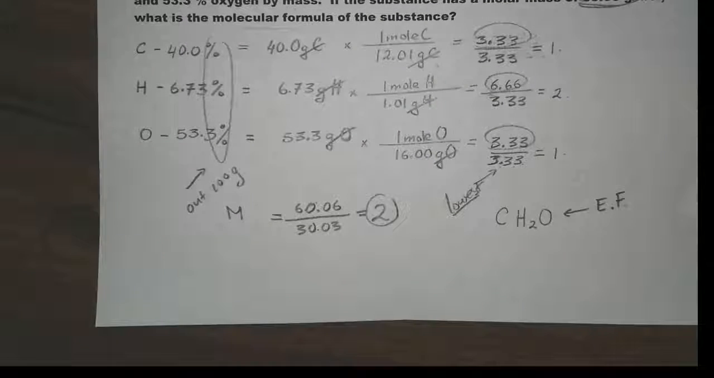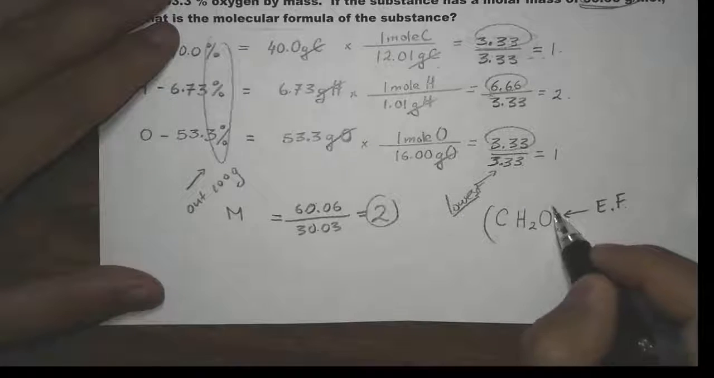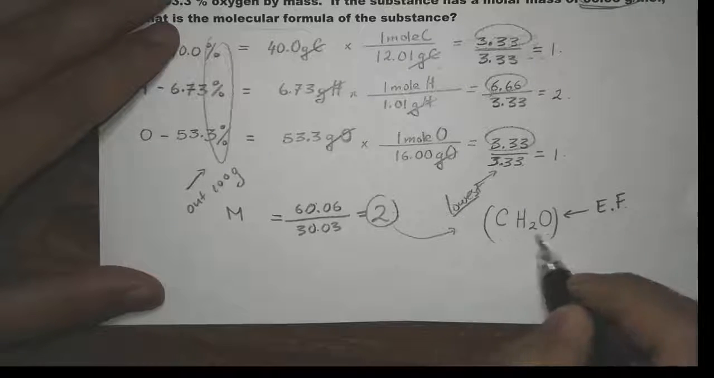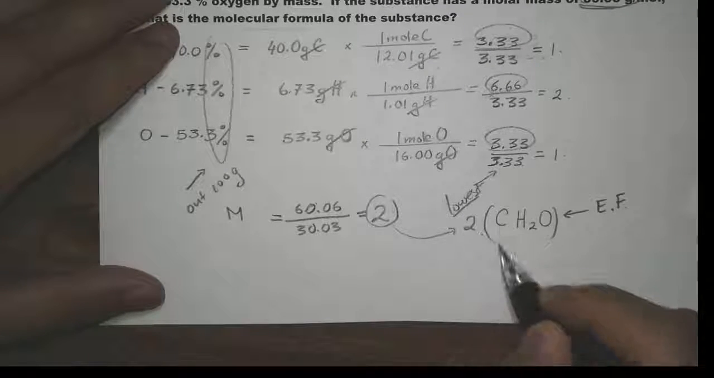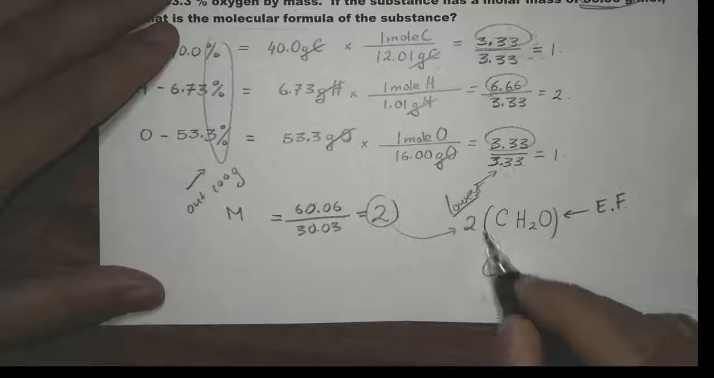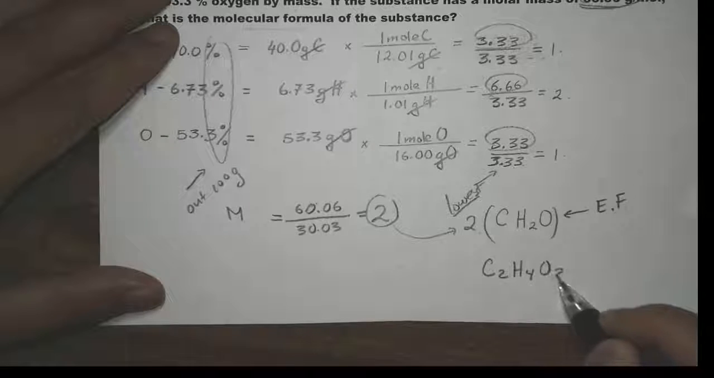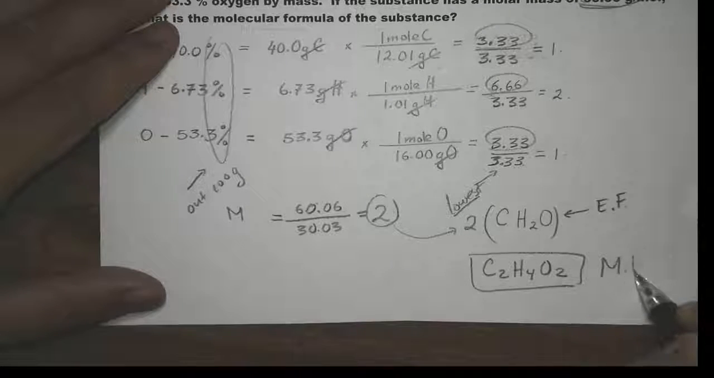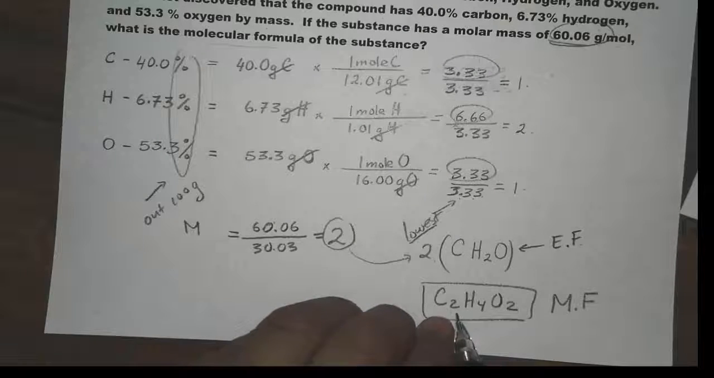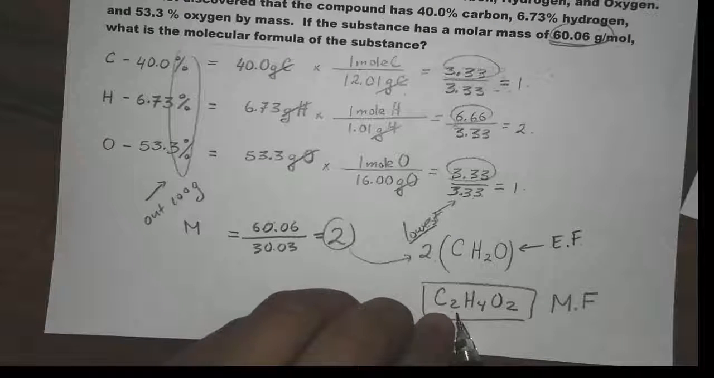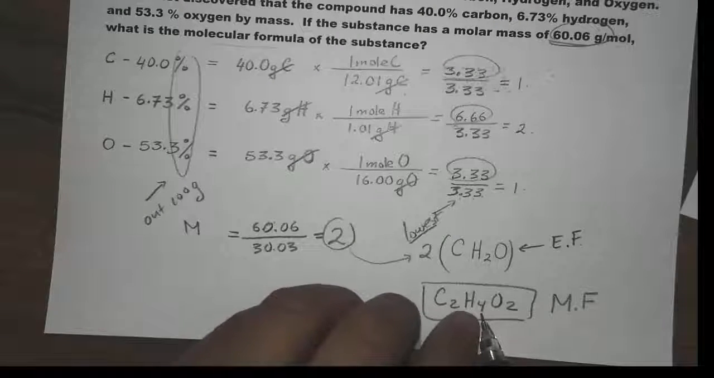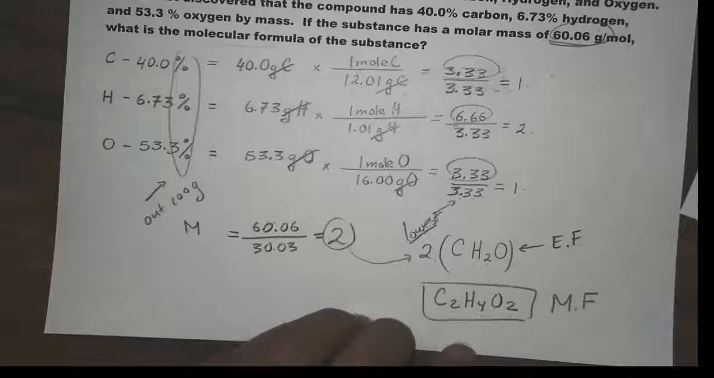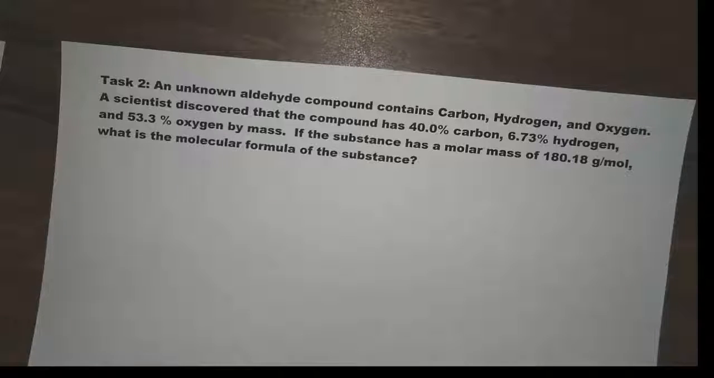So what do we have to do? All we have to do is multiply this multiplier to all the subscripts. That tells you there are 2 carbon, 4 hydrogen, and 2 oxygen. This is our molecular formula, or MF, given the exact whole number ratios of 2 carbon, 4 hydrogen, and 2 oxygen. Let's do another sample problem.